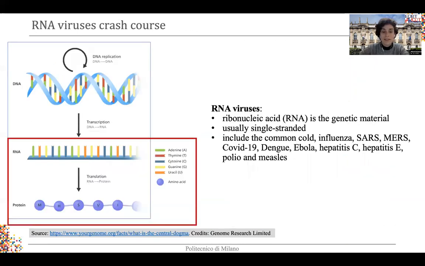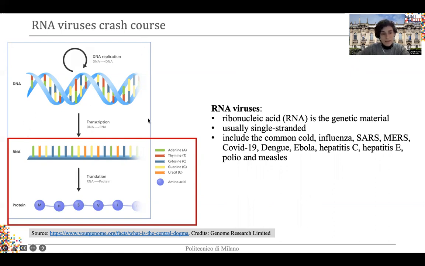Well, first of all, let's try to understand something about RNA viruses. What are RNA viruses? Well, they are made of RNA, which is a ribonucleic acid, the genetic material. They are usually single-stranded. This is the case of SARS-CoV-2, but they also include many others that are quite known, such as common cold, influenza, SARS, MERS, dengue, Ebola, the two hepatitis C and E, polio, and measles.